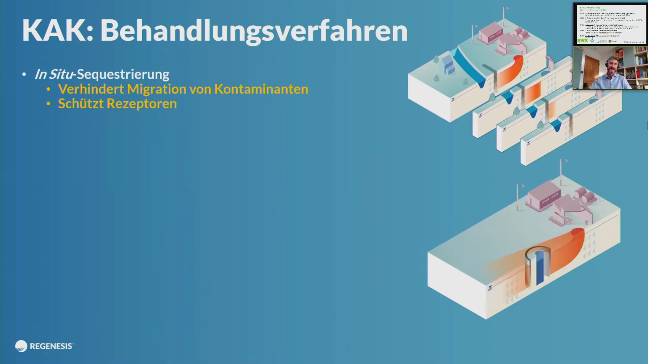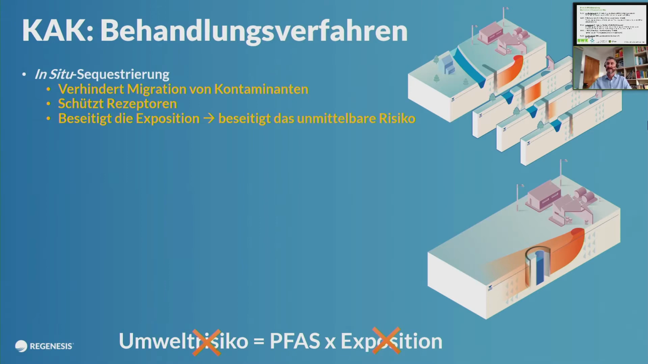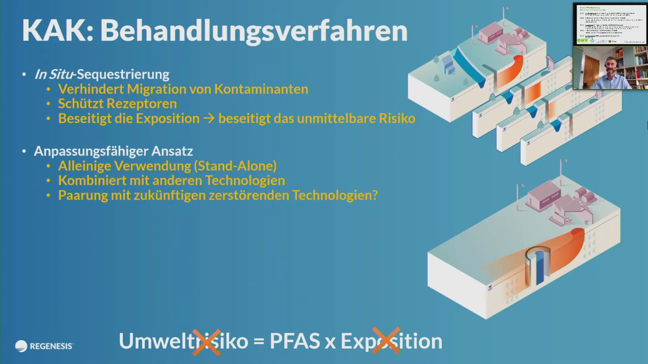We might, if it's a very large plume, instead of trying to cut off the entire plume, cut off the receptor from the plume itself. What we're doing is removing the exposure. We're removing the risk by stopping the exposure of the receptor to that contamination itself, and that removes the environmental risk. This product can be used standalone, so it can be used as a solution to the site.